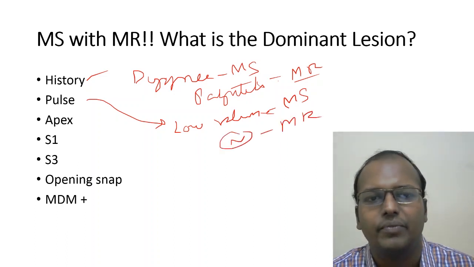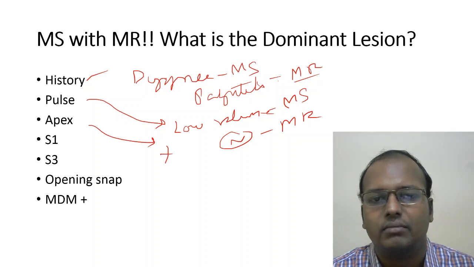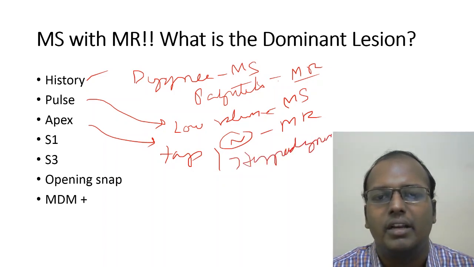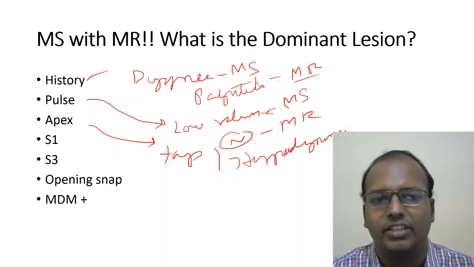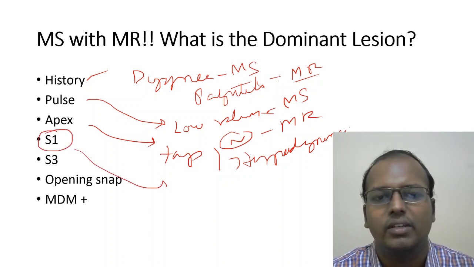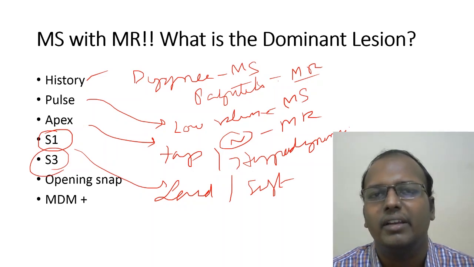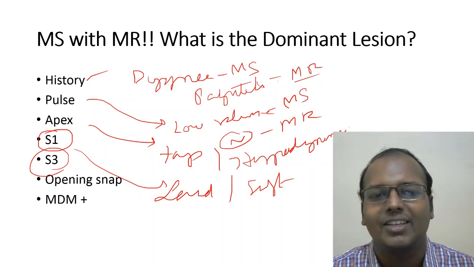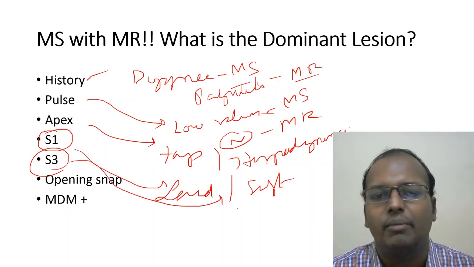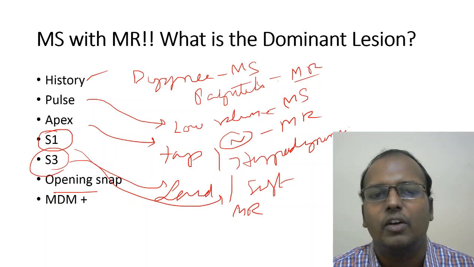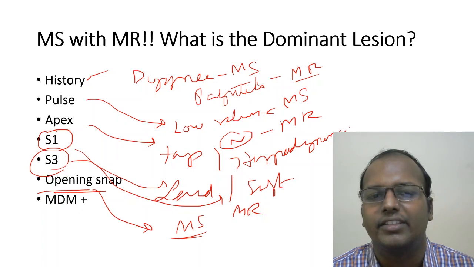The apex beat will be tapping in mitral stenosis, whereas it is hyperdynamic in mitral regurgitation. How about S1? S1 is loud in mitral stenosis, whereas soft in mitral regurgitation. What about S3? S3 cannot happen in the presence of an AV valve stenosis, right? So S3 can be heard in mitral regurgitation only. And the opening snap, a classical finding in mitral stenosis, cannot happen in mitral regurgitation.